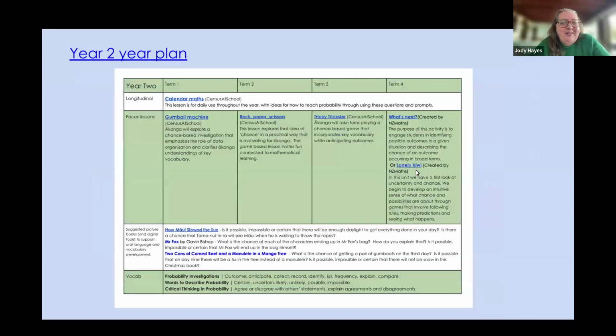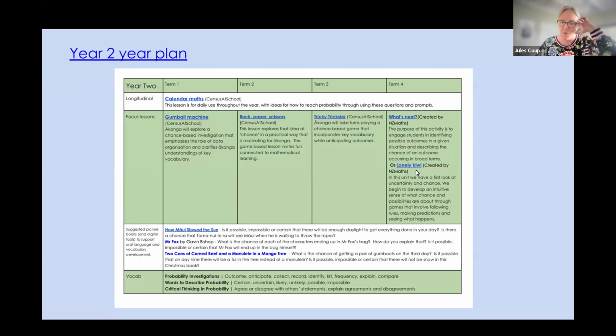Okay, here's our year 2 plan. Once again, we've got a longitudinal aspect. Calendar maths: many of us carry out calendar maths on a daily basis in our classroom. This particular calendar maths lesson gives deeper opportunities to make sure that the language of probability is embedded within your calendar maths. You might not do this particular calendar maths every day, but you might dip in and out of it over the year, just to really embed that vocabulary.